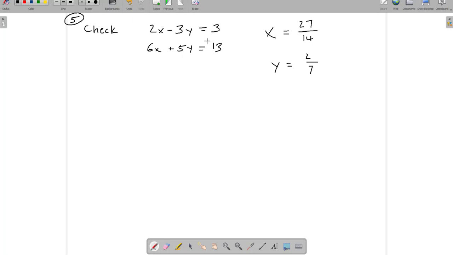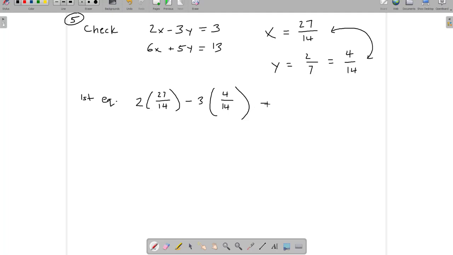But when you're checking your work, it might be easier to leave it as 4 over 14, in unsimplified form, and that's only because you'll notice that x and y already have the same denominator, and we're going to be adding terms. So thinking ahead, you may want to use this value of y. So we'll go ahead and try the first equation. 2 times x is 27 over 14 minus 3 times 4 over 14. We want to verify that that equals 3.